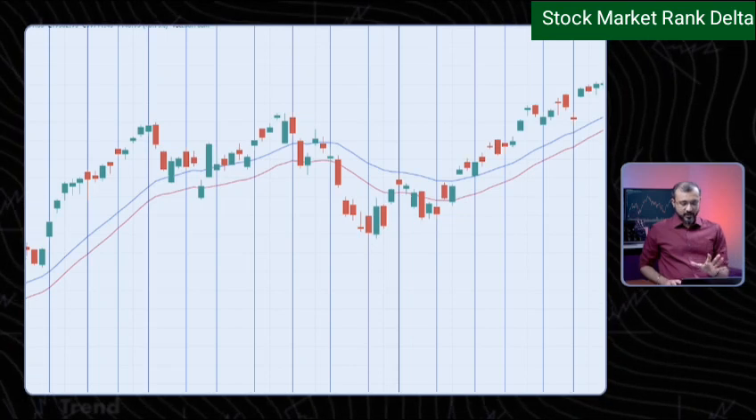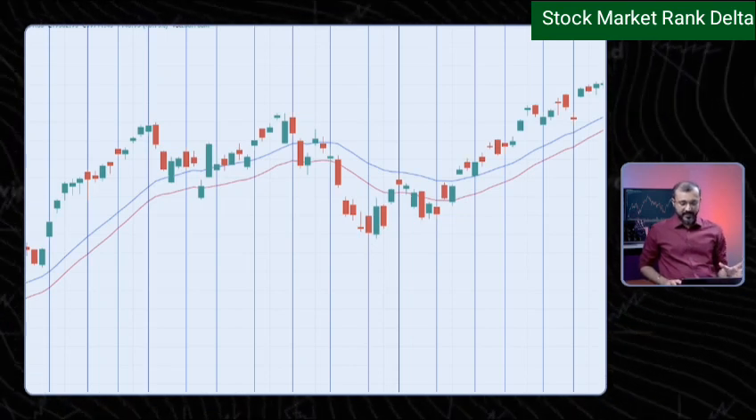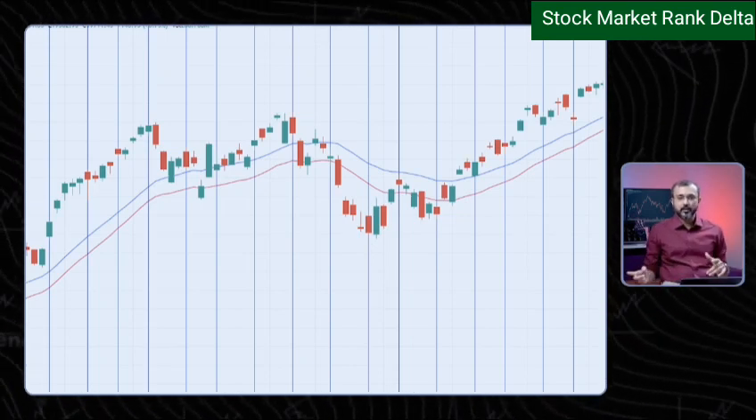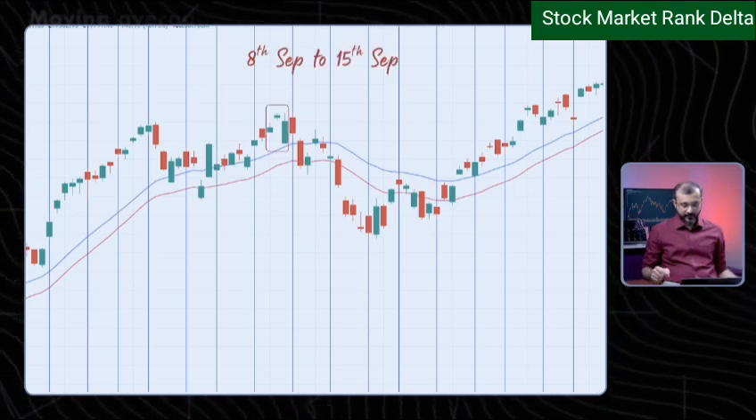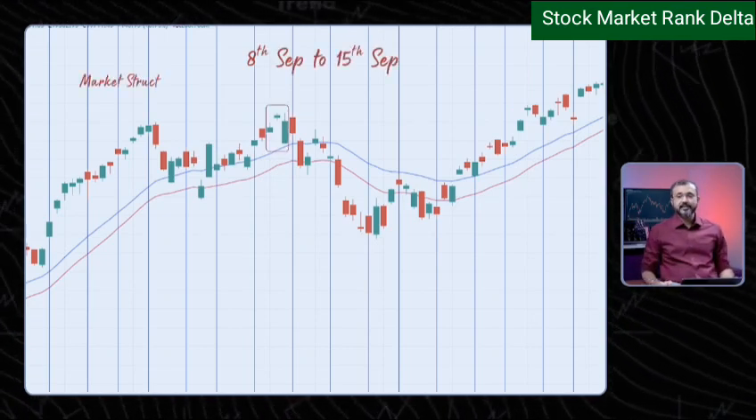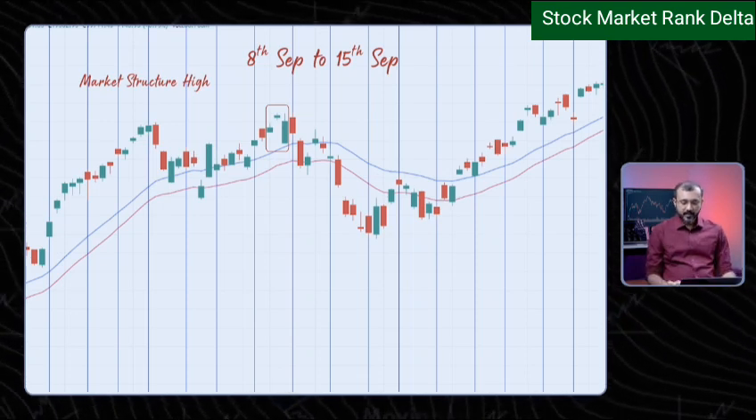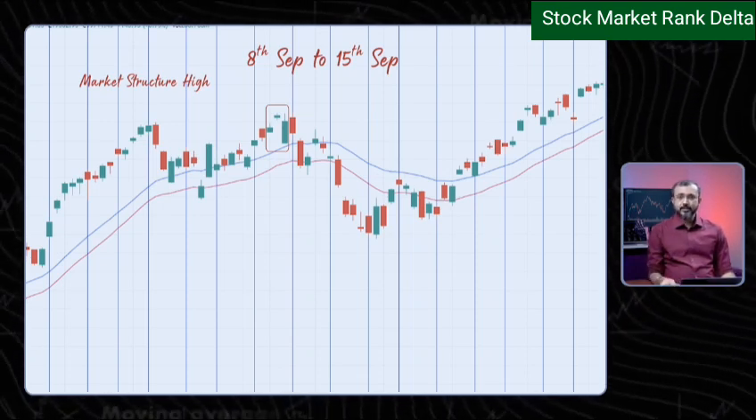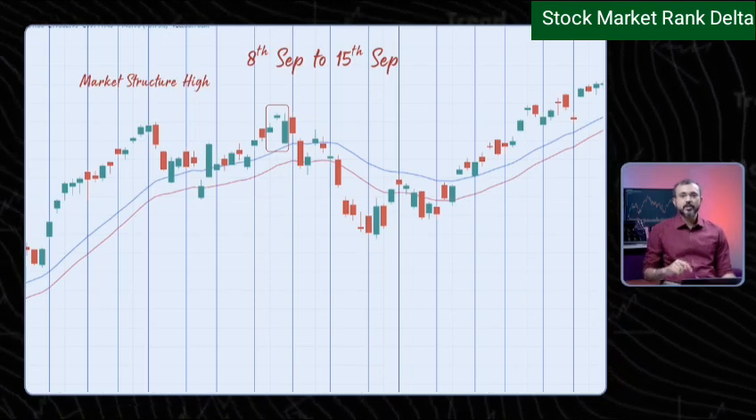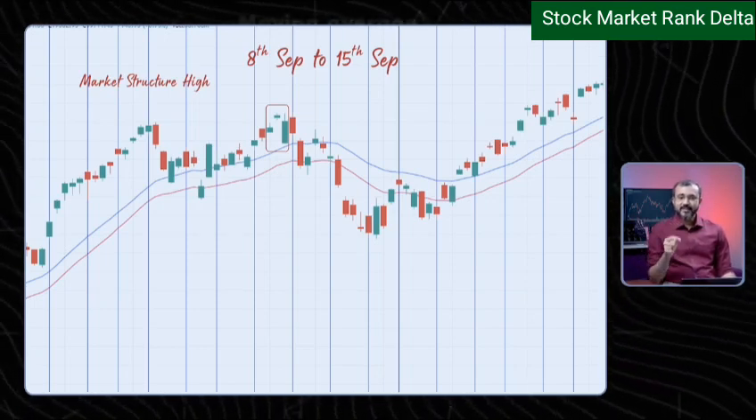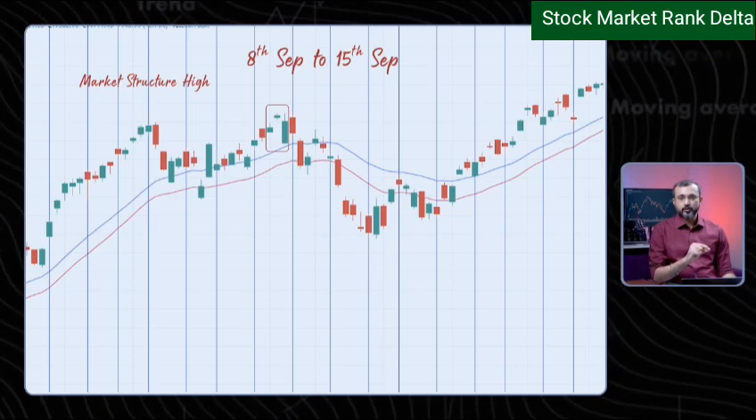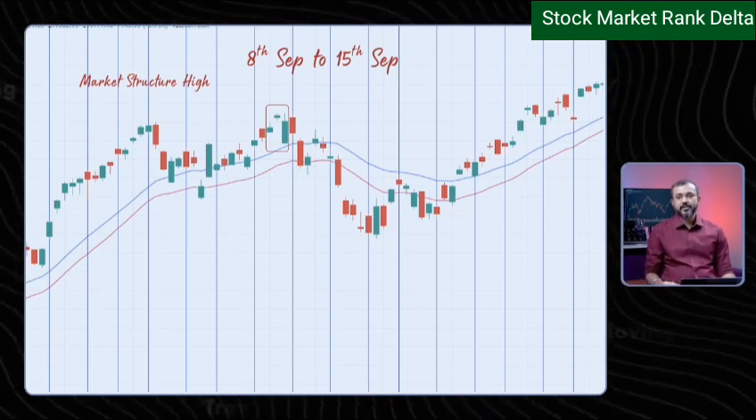Now, the next trade that we have identified is in week 37 of the expiry, from 8th of September to 15th of September. If we see, we have a market structure high pattern getting formed. And see here, we have two bullish candles. The third candle is also bullish, gap down and price going higher, but it is still a lower close than the previous open, forming a market structure high.